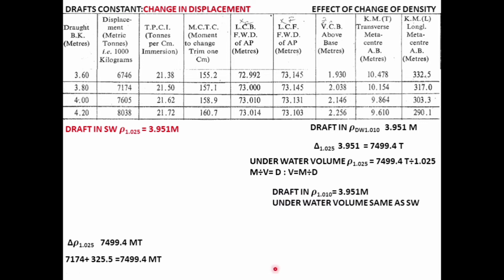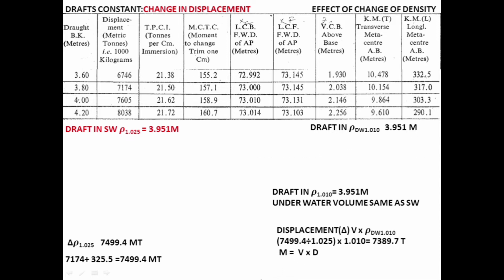When we are asking for the same drafts in both the densities, that means the underwater volume will be the same in both the densities as the draft is the same. And what would be the displacement? It will be mass, and mass would be equal to volume into density. So this is how I calculate my displacement when the ship goes from one density to another.